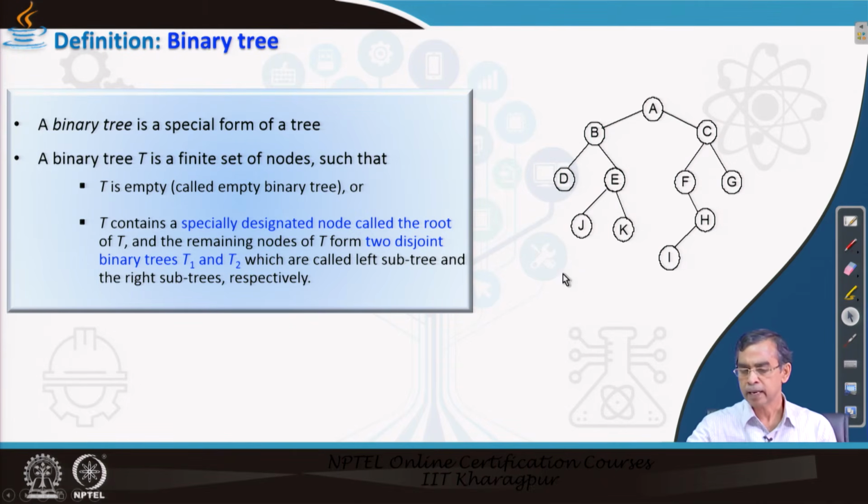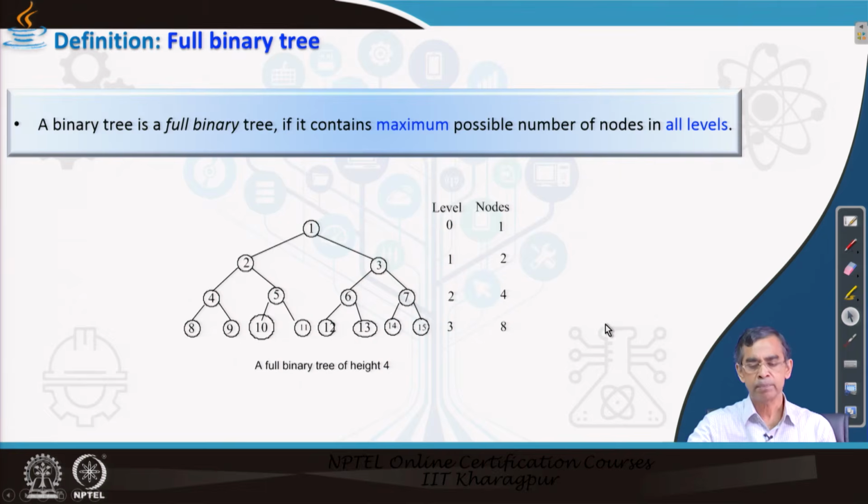So, this is the idea about the concept, and there are a few variations. So far as the binary tree is concerned, one is called the full binary tree. A binary tree is called full if all its levels store the maximum number of nodes that is possible.